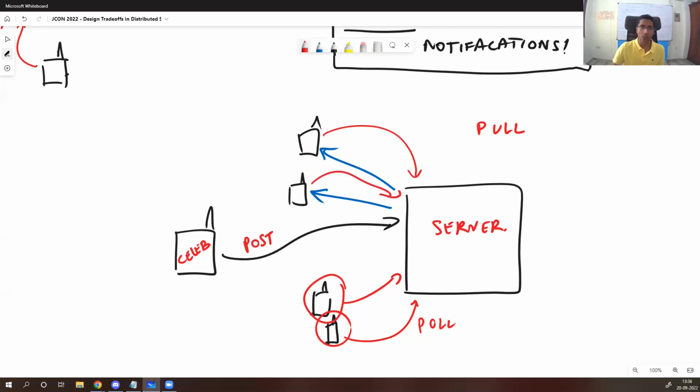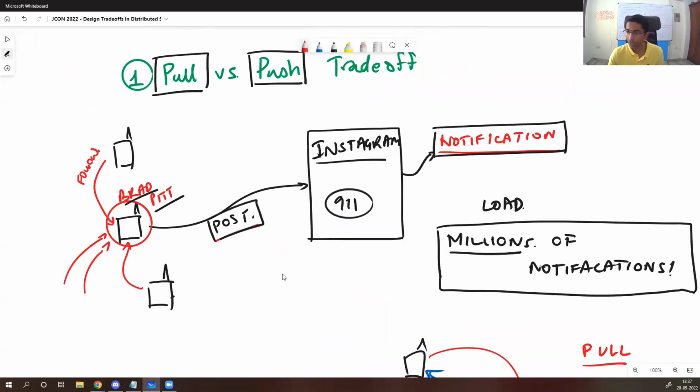We just changed the direction of communication. Okay, why is this such a big thing, and should we always pull? Right, because it seems like push is never good. No, in some cases, push is good.